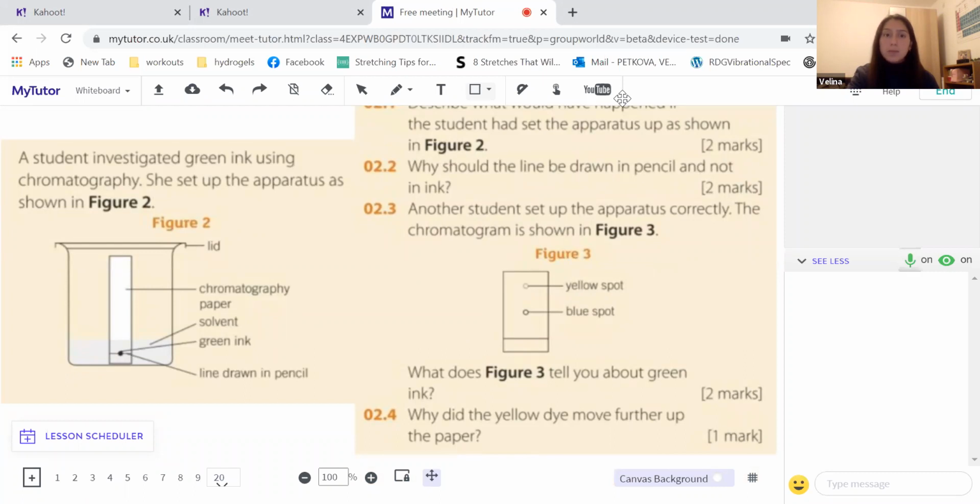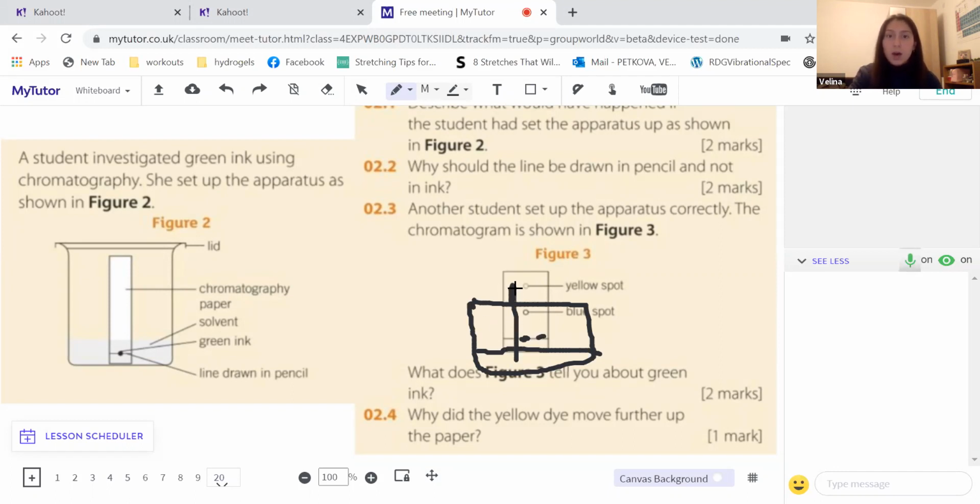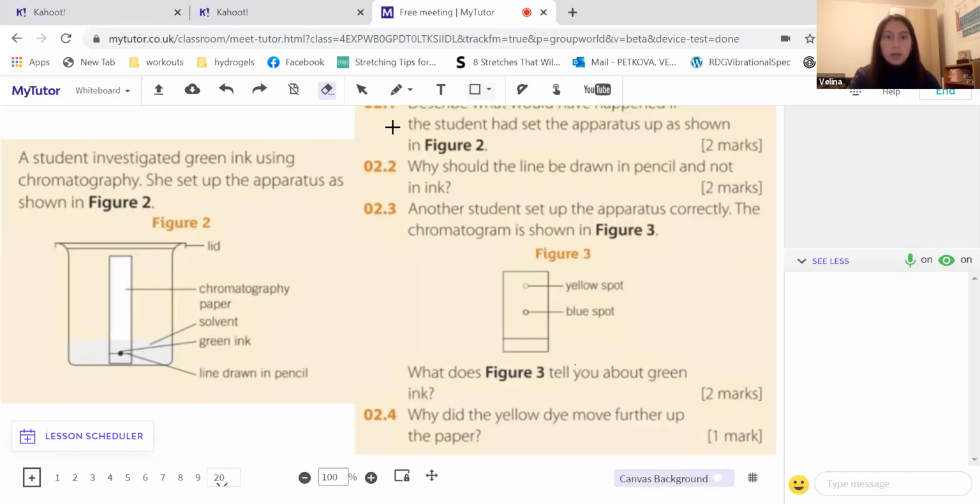Exactly, because yellow is more soluble in the solvent. Brilliant, well done. So a quick explanation of how chromatography works. If we took this one, for example, you put on your green dot here, you put it in a beaker of your solvent, in this case water, and you need to make sure that your solvent is below this line. Then the solvent travels up the paper, and this ink also travels up the paper with it, and each different colour travels up a different amount due to the difference in their solubility. That's why yellow moved up further.